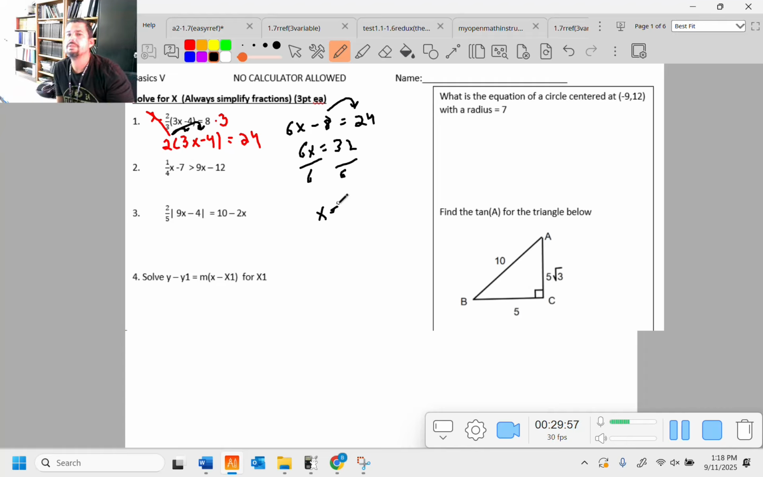Both 32 and 6 are even, which means they're automatically divisible by 2. And 32 divided by 2 is 16. And 6 divided by 2 is 3. 16/3. Final answer. There you go.